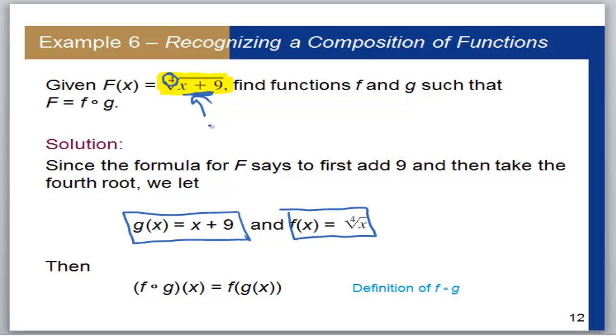So just think about what was done first here. First you're adding, and then second you were taking the fourth root. So if you're calling g of x x plus 9 and f of x the fourth root of x, and you want to do x plus 9 first, you're doing g first. So you're really doing f of g of x, right? Because what would f of g of x be?